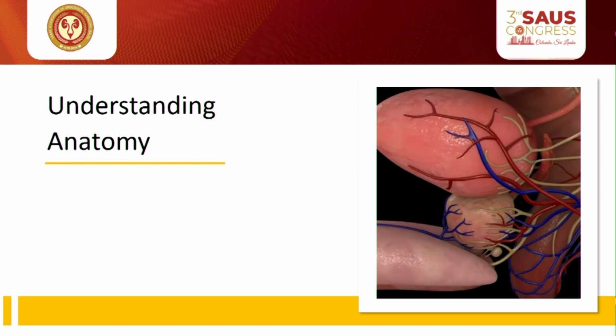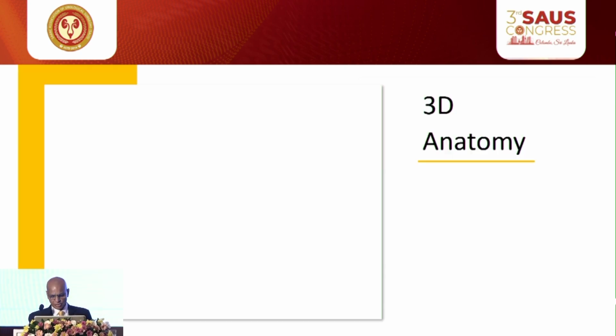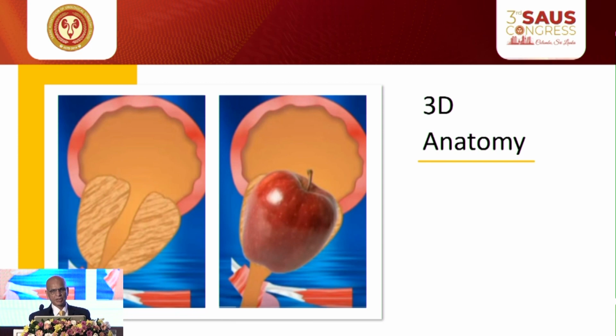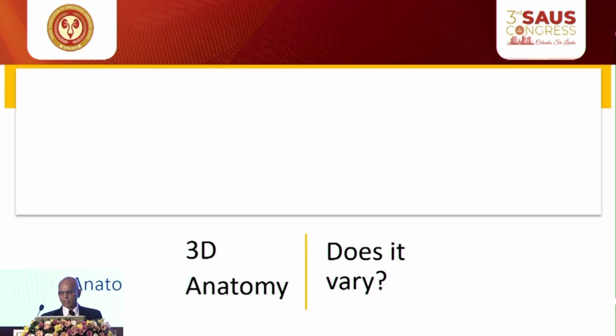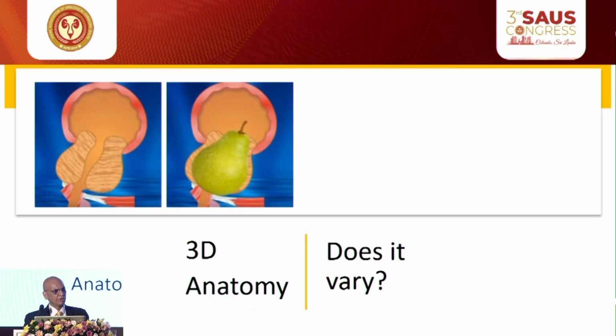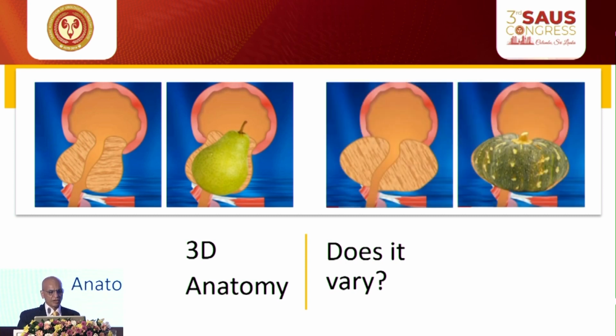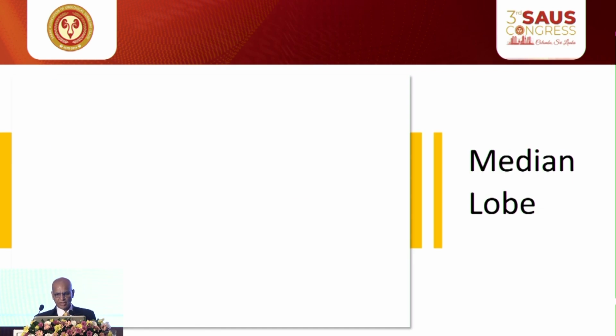Before we do any surgery, we need to understand the anatomy. And rather than jumping into the surgery, the anatomy has to be learned in a three-dimensional aspect, not just in the two-dimensional aspect we see on a routine per abdominal ultrasound. Why is it important to understand a 3D anatomy? Because it varies. We have all shapes and sizes of prostates, whether it's limited to the median lobe or the lateral lobe. So we need to understand where the tissue lies so that when we do a surgery, we know where we are headed to.